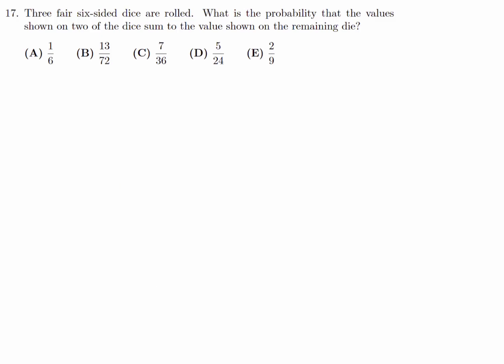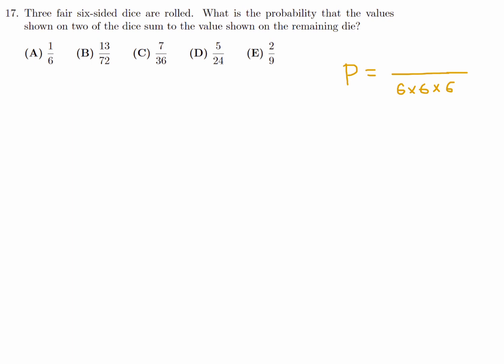3 fair 6-sided dice are rolled. What is the probability that the values shown on 2 of the dice sum to the value shown on the remaining dice? All right, so like any probability question, it's going to be a fraction usually. And the denominator is the total number of cases. Well, there's 3 dice, so we have 6 choices for the first dice, 6 choices for the second dice, and 6 possible outcomes for the third dice. So that's our denominator, basically. And our numerator, that's what we have to figure out.